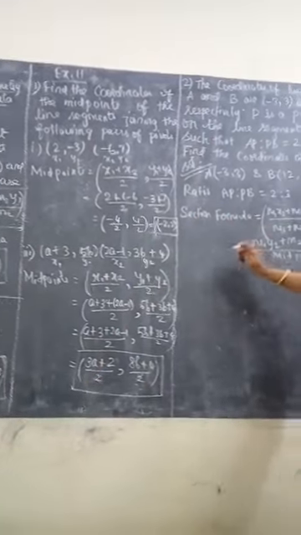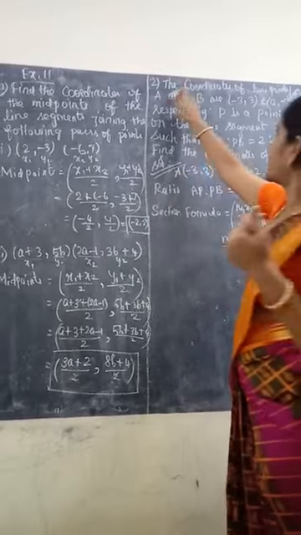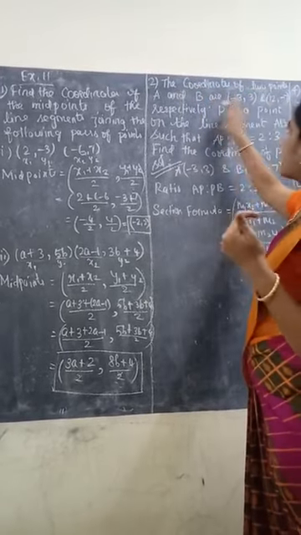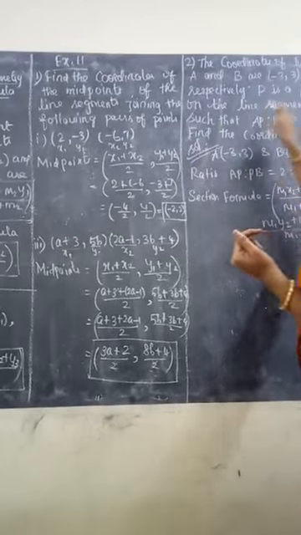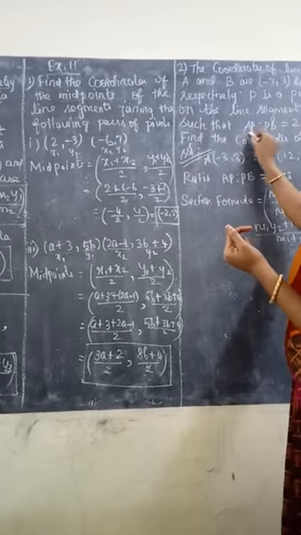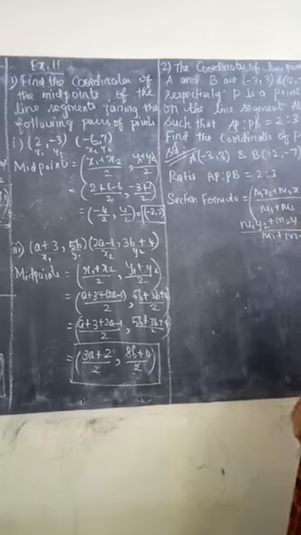Okay. Next, second question. The coordinates of the 2 points A and B respectively. P is a point on the line segment AB such that AP is to PB equal to 2 is to 3. This is the question.